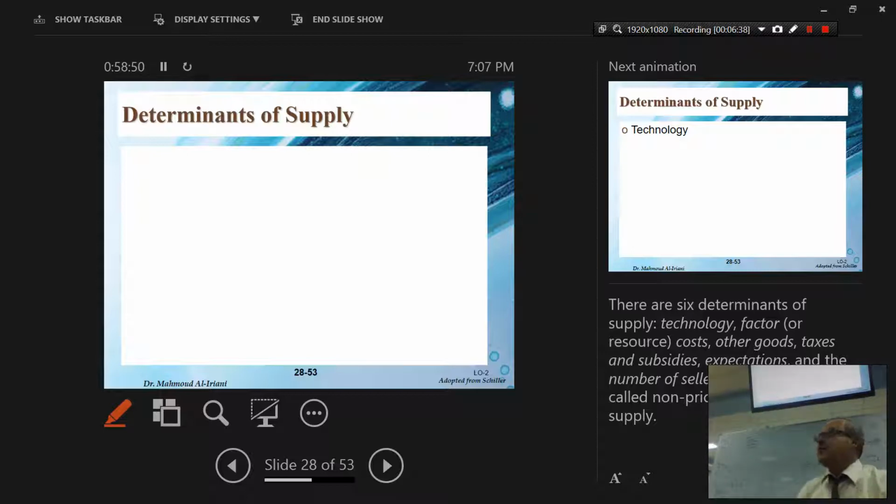See, here we're talking about determinants. If you say price, you're talking about movement. Every time you talk about a price, you're talking about movement along the line. So if the price is 5, 5 people will babysit. If the price is 1, 1 person will babysit. So if I increase price from 1 to 5, it will be on the same supply curve. But now we want the whole supply curve to shift.